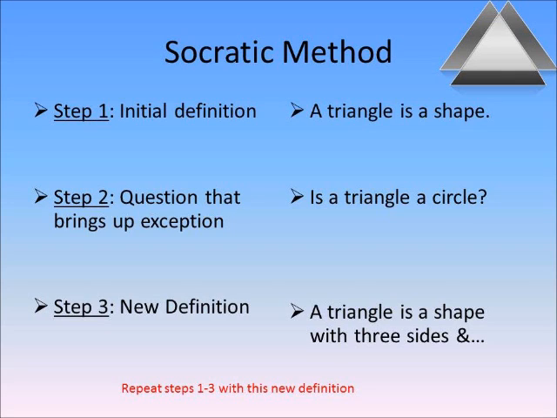The Socratic method is a way of thinking, actually, that involves 3 steps. First, you give a definition for a concept. The second step is you find exceptions to that definition and you present them in the form of a question. And then the third step is you give a better definition of that concept. And you just keep going through these 3 steps.